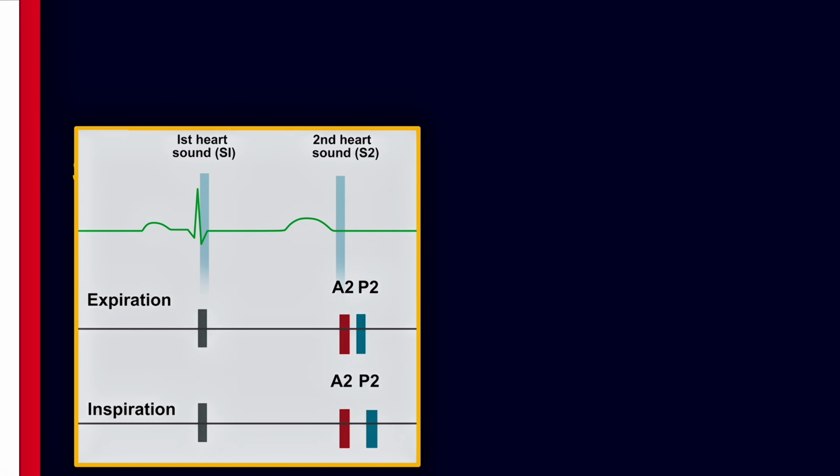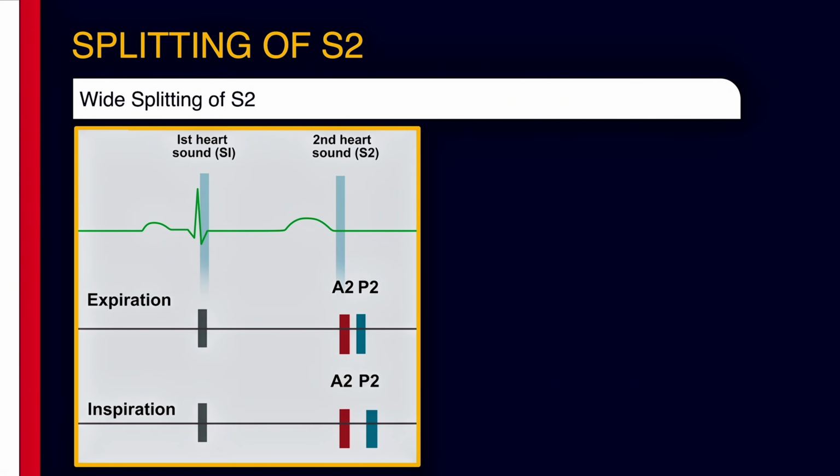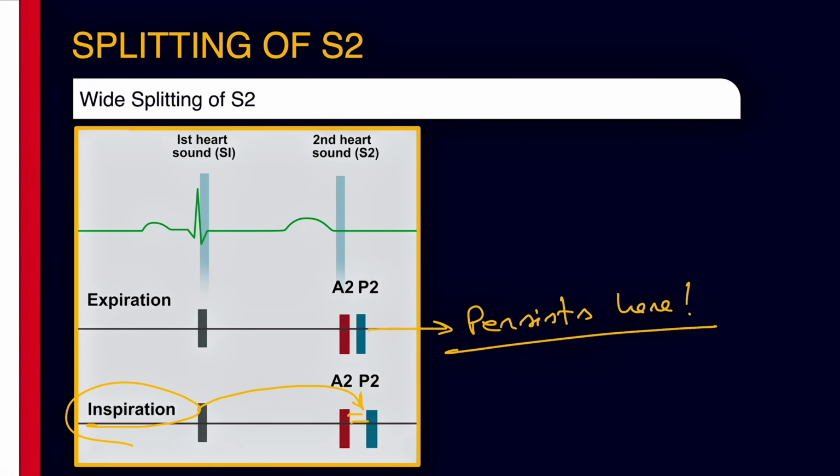Wide splitting of S2, this is like an exaggerated version of physiological splitting. So you hear a split during inspiration, but now the split is wider and persists even during expiration, although it's more obvious during inspiration, okay? This happens when right ventricular systole is prolonged. Common causes include pulmonary hypertension, pulmonary stenosis, right bundle branch block, massive pulmonary embolism. So when you hear a persistently wide split that gets more exaggerated on inspiration, think of prolonged RV systole.